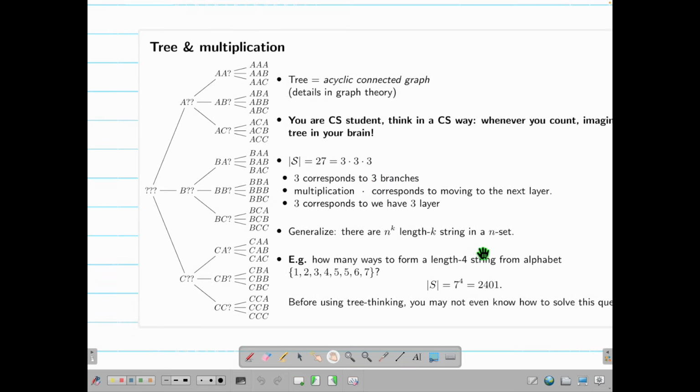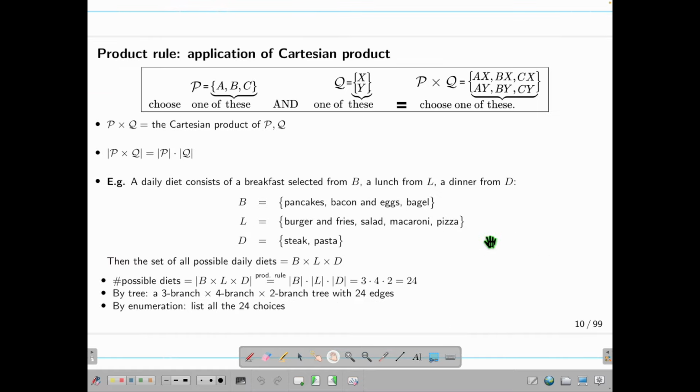Okay, so therefore, if I have an n set, that means what? I have a set with n alphabet. A, B, C, D, E, F, G up to n. I want to form a length k string. So I branch the tree how many times? K times. How many branches in each time I expand? N things. So this is the idea. From this idea, Cartesian product. What is this? Choose one from P and Q is the same as I choose one from P times Q.